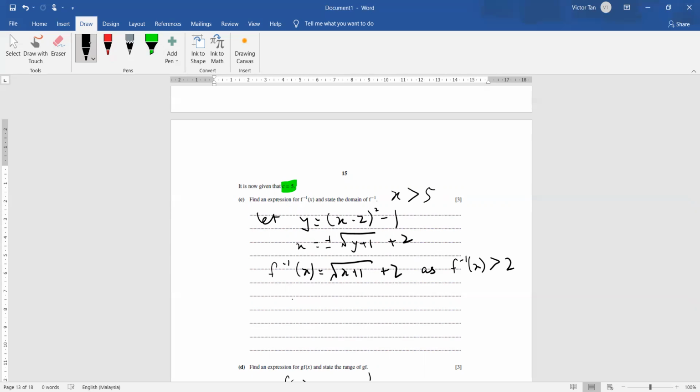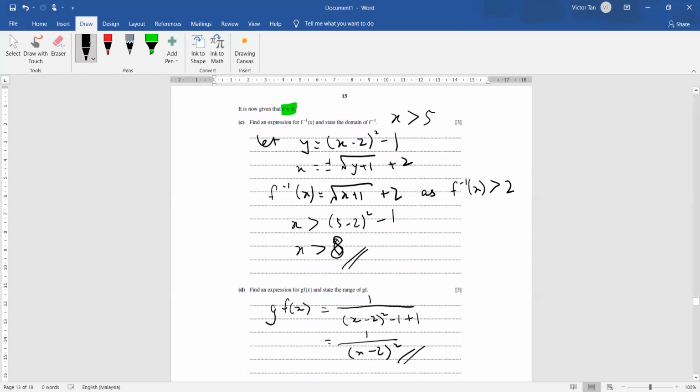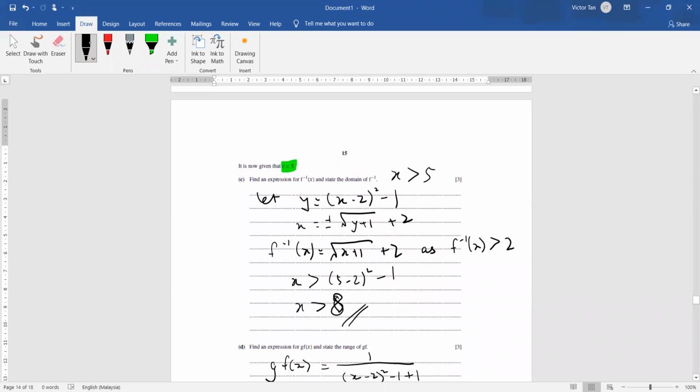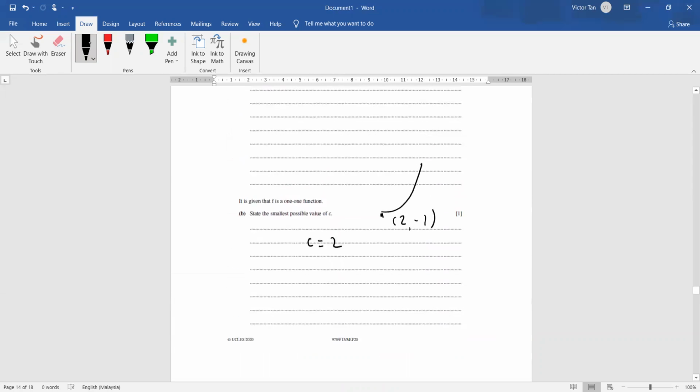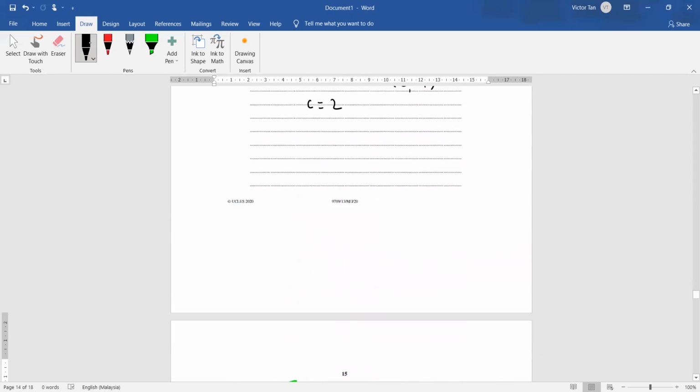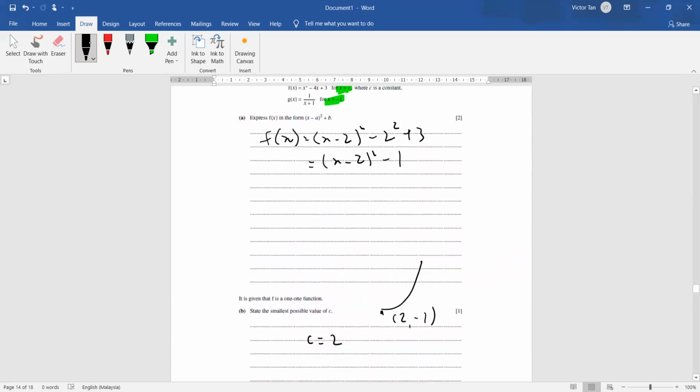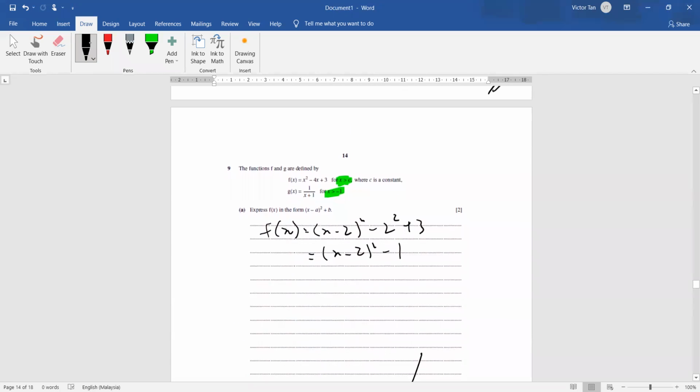So your domain will be larger than 5 minus 2 squared minus 1, which is larger than 3 squared minus 1, which is 8. So that is the solution. x larger than 8. So the range of f is larger than 8.